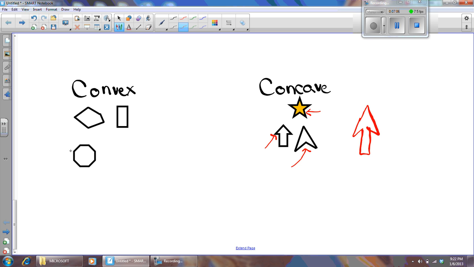Sometimes they have sort of a circular look to them, but not necessarily. Like this certainly doesn't look like a circle, but the sides aren't going in on itself. So concave is when it caves in on itself. Convex is when it doesn't. So let me ask you this. How about if I draw this pentagon here?